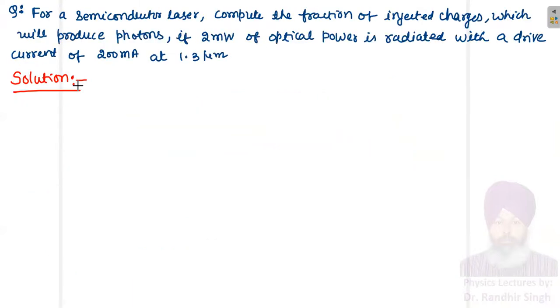Yes students, this is the second numerical for today's lecture. For a semiconductor laser, compute the fraction of injected charges which will produce photons, if 2 milliwatt of optical power is radiated with a drive current of 200 milliampere at 1.3 micrometer. Let me draw an indicative diagram so that we can understand this numerical in a better way. Then we will solve it.